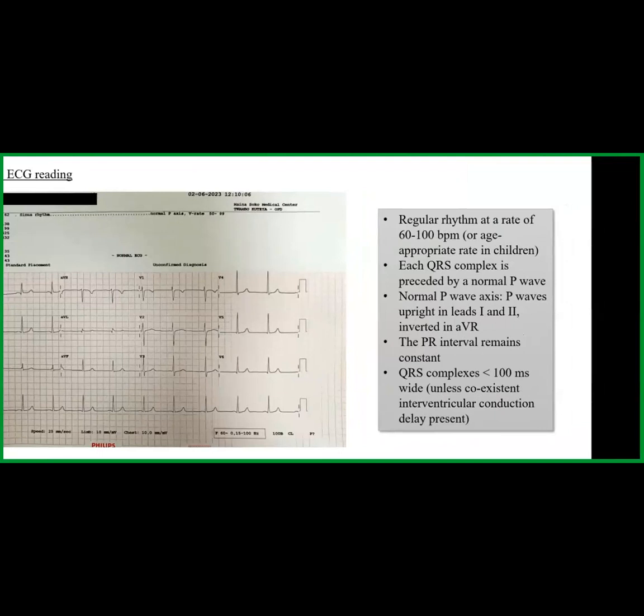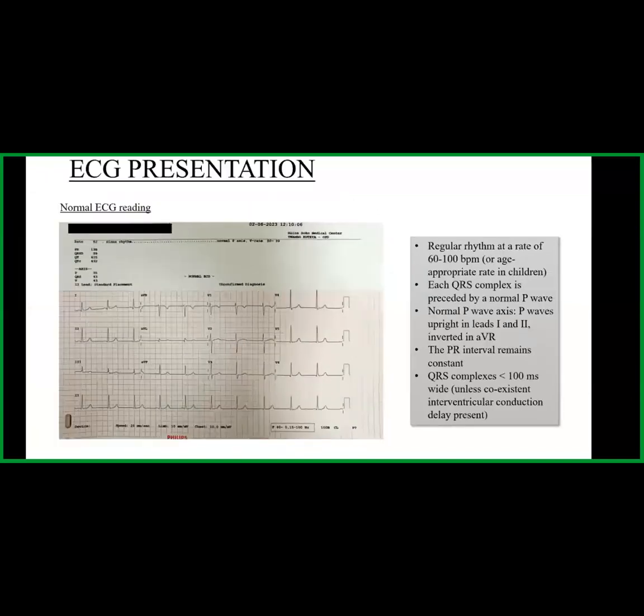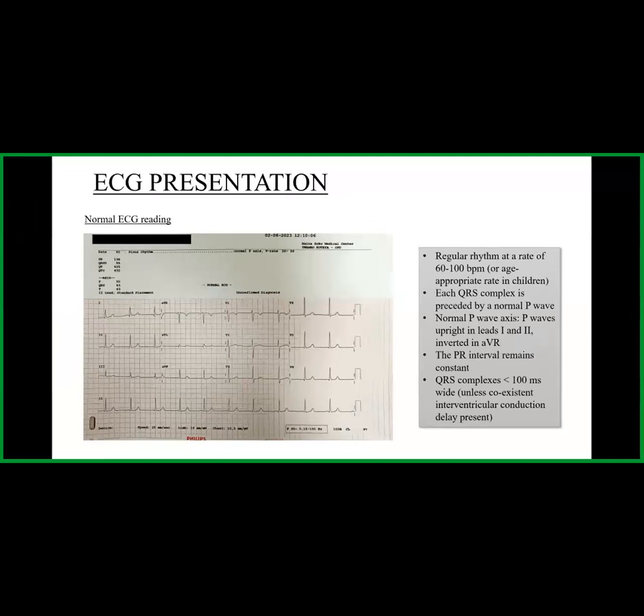Sometimes there's a delay in the conduction of the impulse as it's traveling through the ventricles, and this will cause the QRS complex to become a bit wider, but in this case, it is termed normal unless it's coexistent with that delay. So to term an ECG as a normal ECG, it's supposed to have all these different criteria that I have talked about.